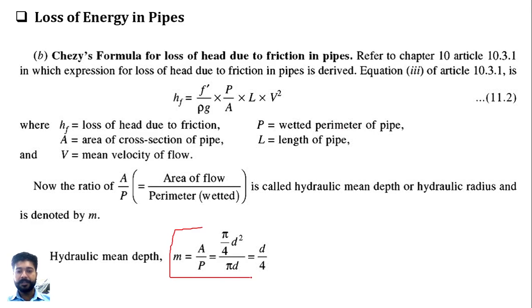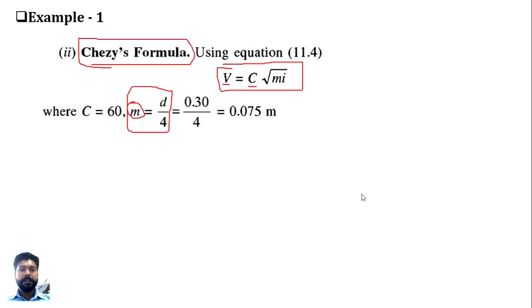If you remember this formula, m is the ratio of area to wetted perimeter, and area is pi by 4 d square, wetted perimeter is pi d. After canceling out pi with pi d, we have m equals d by 4. Over here m is equal to d by 4, d is known and divided by 4. So the value is 0.075, that is your m, hydraulic mean depth.